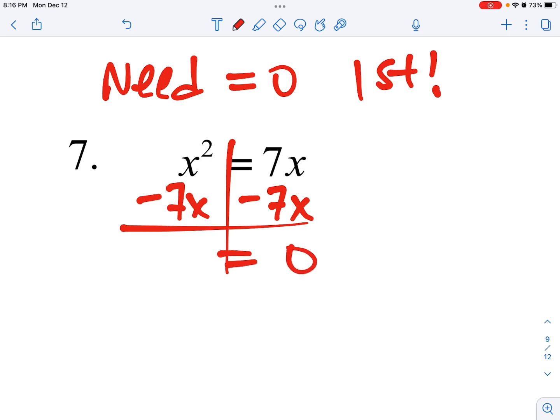Then I'll have equals 0 on this side. I have x squared and I have minus 7x. Those are different, so I literally have to write both of them.